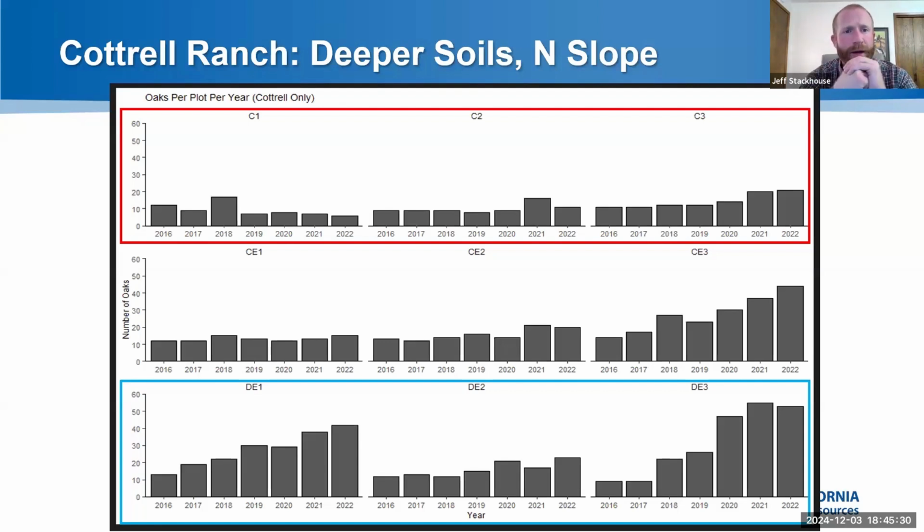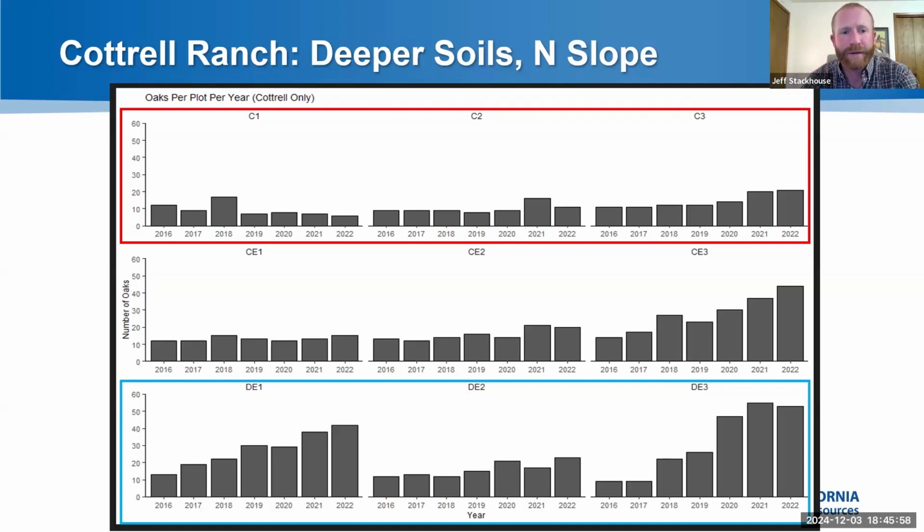So this plot here is on a ranch called the Cottrell Ranch, which has really great deep soils and grows conifer trees very well. The top line in red, those are controls 1, 2, 3, and those are the non-fenced areas. That shows the density of trees over time for each of those 3 plots.